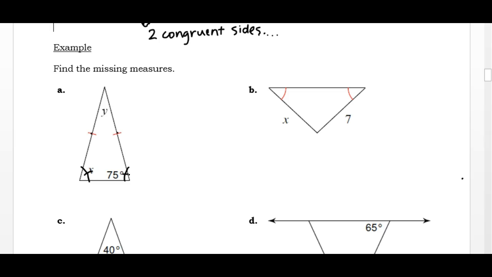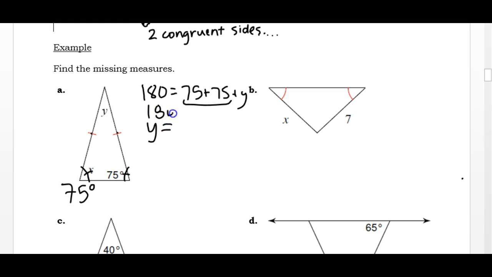So I have a 75 on the right. I know that x is also 75 degrees. Now I'm going to utilize my 180 rule from the previous lesson to know that all three angles should add up to 180 degrees. So if I do 180 minus 150, I'll write that down, 180 minus 150, y is 30 degrees.